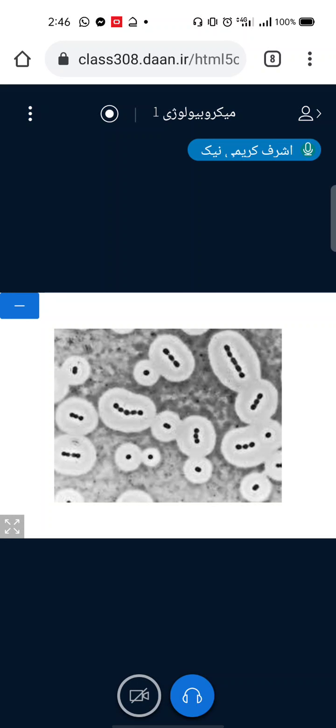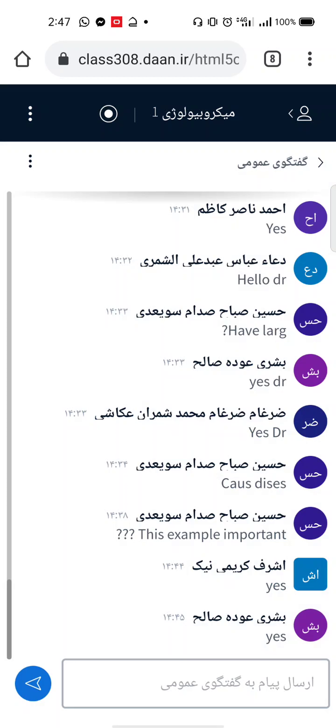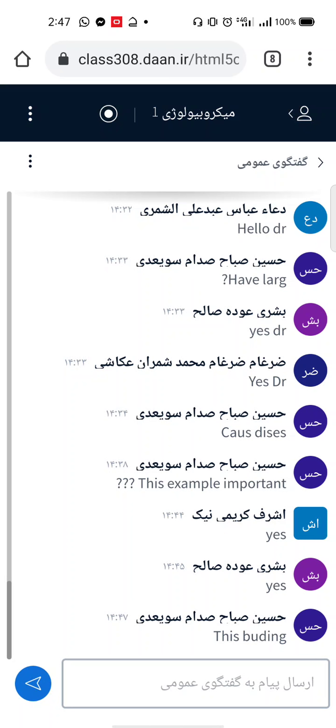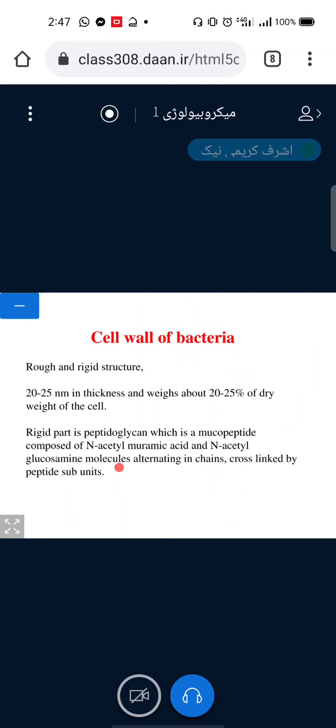This slide is capsule staining in streptococci. Streptococci are cocci in chains, long chains or short chains. And around the cells in streptococci, you can see the capsule, around the cell wall.